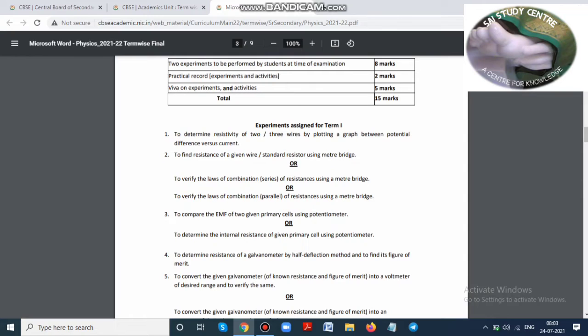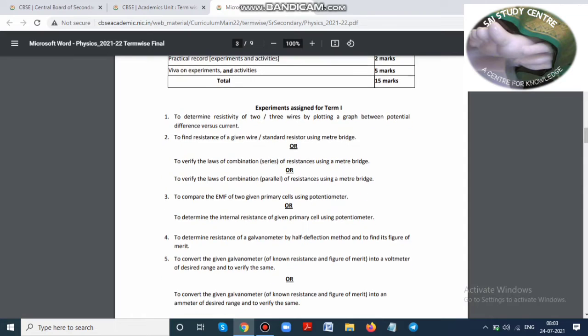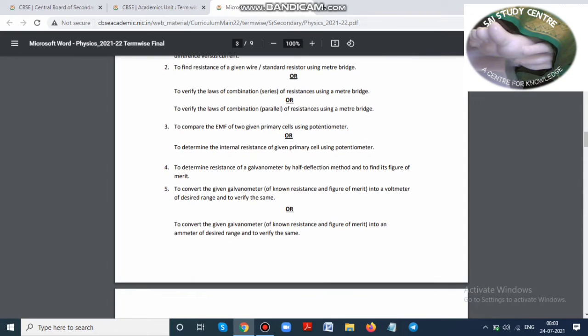Question number 2 and question number 3 cover your current electricity chapter. In question number 3 also, two choices are given. It can be EMF or it can be internal resistance. The fourth one will be figure of merit, finding the resistance of a galvanometer by the half deflection method.